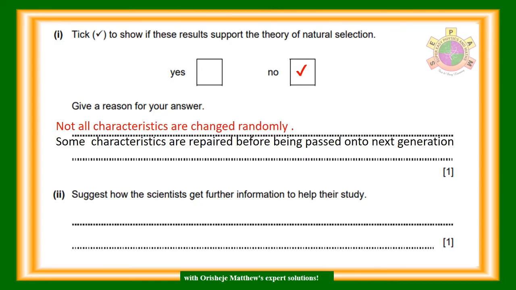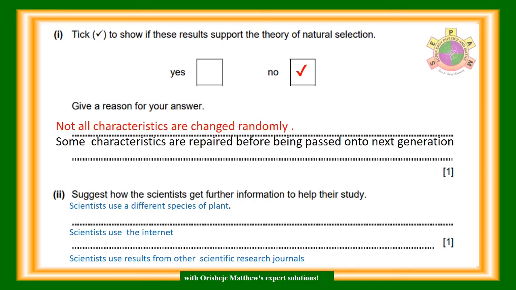Question 13b, the second. Suggest how the scientists get further information to help their study. Scientists use a different species of plant. Scientists use the internet. Scientists use results from other scientific research journals.